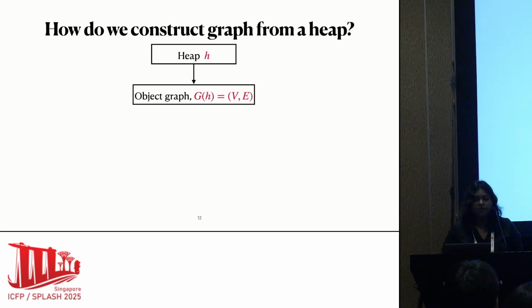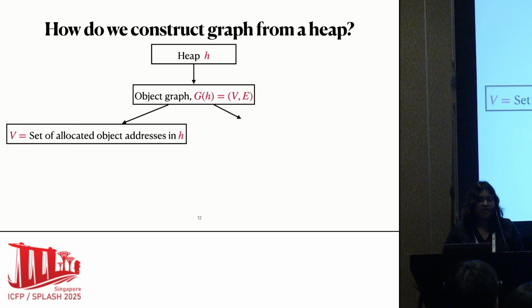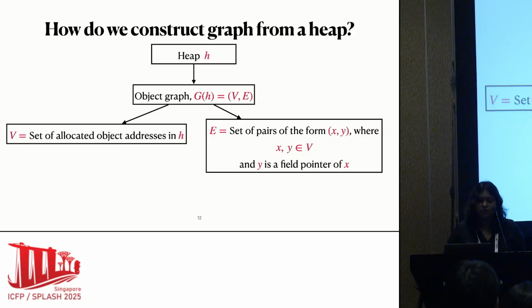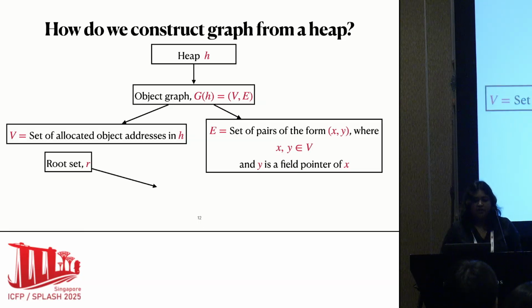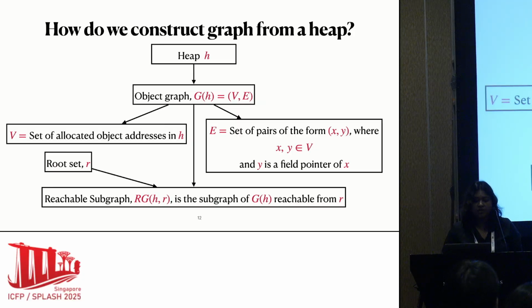Given a heap, we can construct the object graph as a pair of vertices and edges. V is the set of allocated object addresses in H, whereas E is the set of pairs of the form (X, Y), where X is an element of the vertex set and Y is a field pointer of X. Now, given a root set R, we can also construct the reachable subgraph, the subgraph residing in G of H, where the vertices are reachable from R.